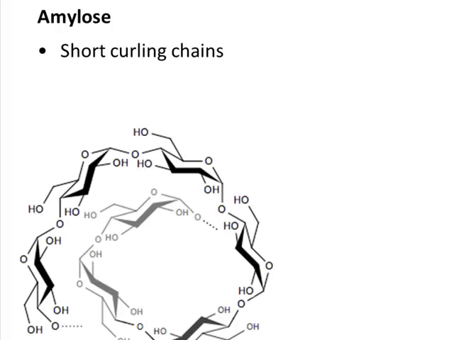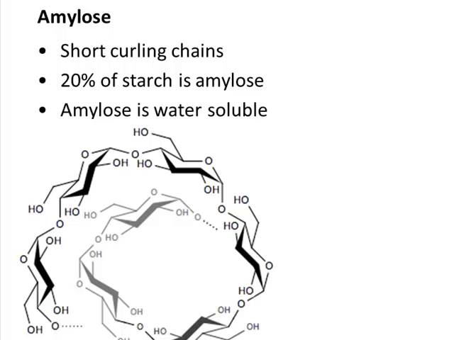Now there's actually 2 different types of starch. The first is what's called amylose. And amylose is what happens when you bond the D-glucose molecules together through alpha-1,4 links, and you get relatively short chains that sort of curl or spiral around each other. They can still contain hundreds of different monomers, but they're relatively short compared to some of the larger polysaccharides that are out there. About 20% of starch is amylose, and what's really significant about it is that it is water soluble.